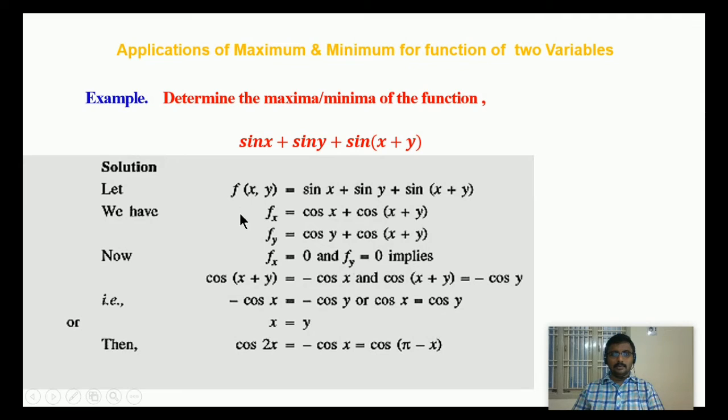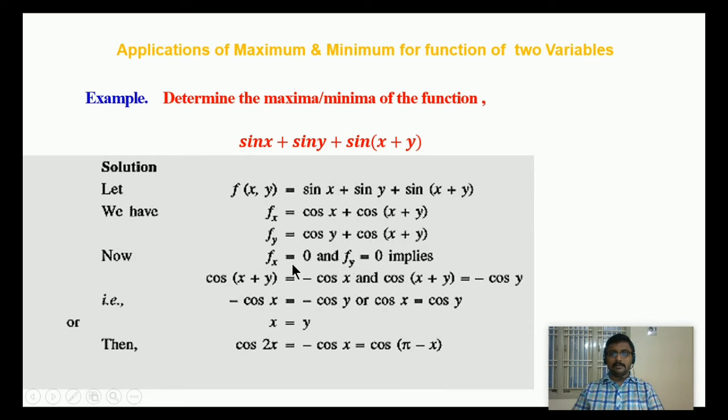Another problem. Determine the maxima or minima of the function sin x plus sin y plus sin of (x plus y). The given function, let it be f(x, y). So f(x, y) is sin x plus sin y plus sin of (x plus y). First we have to compute fx and fy. fx is the partial derivative of f with respect to x. Sin x derivative cos x, sin y derivative 0, sin of (x plus y) derivative cos of (x plus y). fy, differentiating f partially with respect to y, keeping x as constant. Sin x derivative 0, sin y derivative cos y, sin of (x plus y) derivative cos of (x plus y). These are the partial derivatives of f with respect to x and with respect to y.